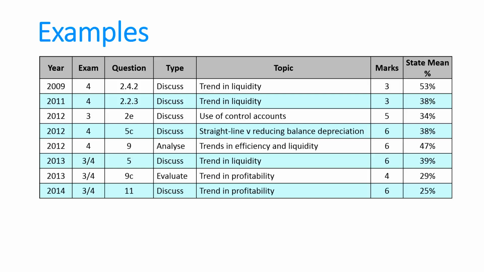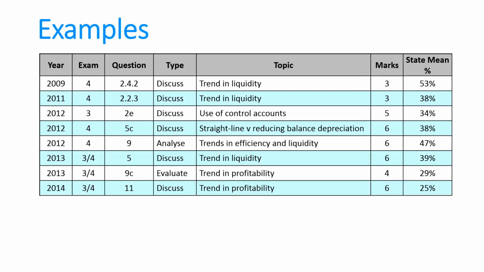Looking through the last few years as a trend, you can see there's been a lot of trends in performance. So how did we do in terms of efficiency, liquidity, profitability, and there's going to be some indicators that point to good performance, some that point to bad. You can see control accounts have also appeared there, straight line versus reducing balance. What's interesting to note is that particularly in recent times, the average has been pretty bad. The examiner is going to keep assessing this until it gets done to a much better extent, because it's actually a really important skill for you to have in the real world. So make sure you put some time into your discuss revision.